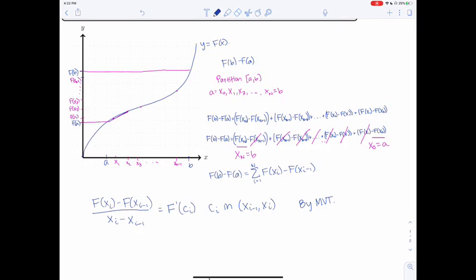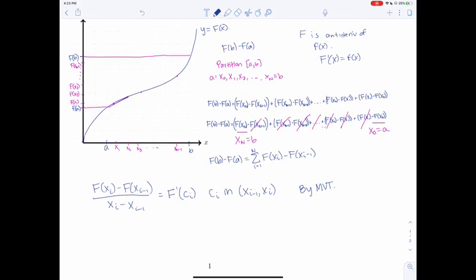Okay. But recall that F is an antiderivative of little f of x. So F prime of x is equal to f of x. Okay.